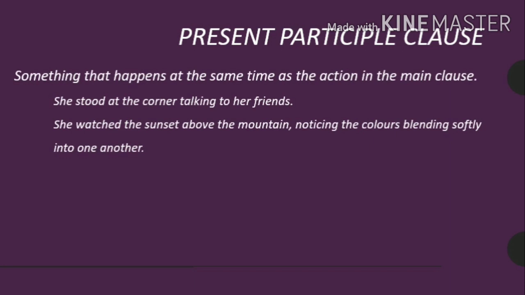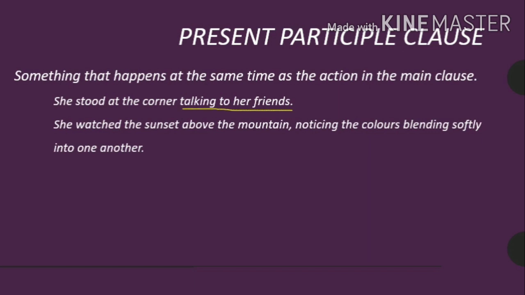Now, as I told you earlier, when we make sentences using participle clauses, we use present participle or past participle or perfect participle. When do we actually use a present participle? When something happens at the same time as the action in the main clause. Two actions happening at the same time. She stood at the corner talking to her friends.